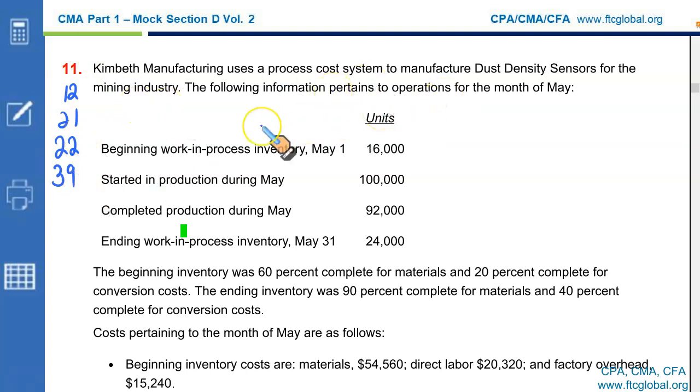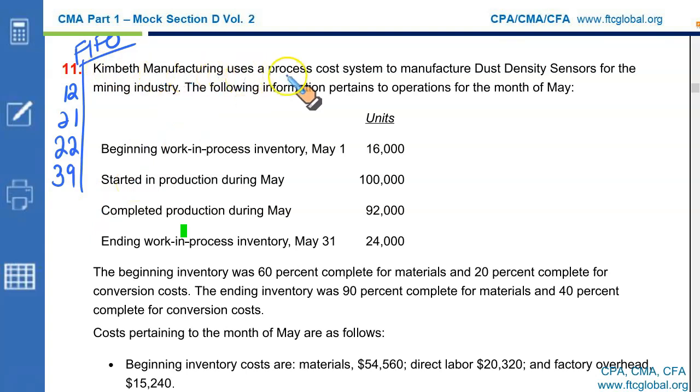So we are going to solve it completely A to Z under the FIFO method, because this part requires us to solve using FIFO. We will solve all these parts and then we will match our answers. Okay, so let us first read what the question is all about.